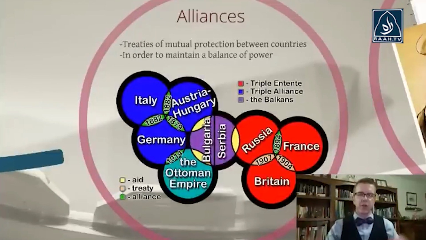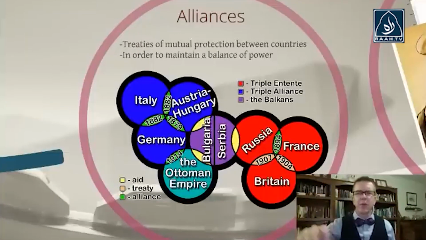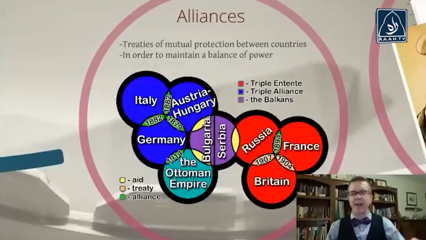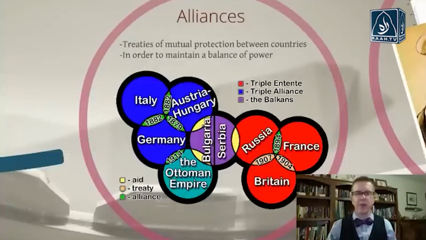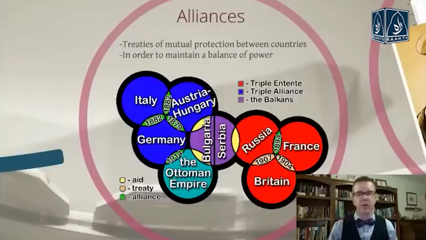Here is sort of the landscape of things before the war begins. We've got the Triple Entente over here. This is Russia, France, and Britain. Britain coming late to that alliance to help out France and Russia. And the Triple Alliance on the other side, which is in blue there: Italy, Austria-Hungary, and Germany.